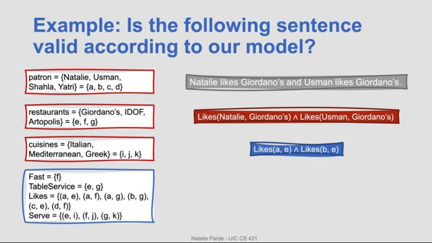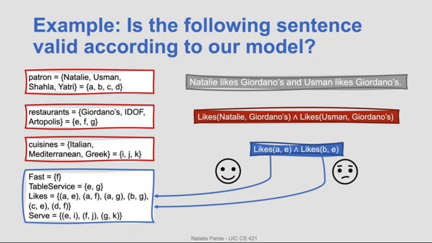Then we'll start checking the truthfulness of the individual statements. We'll start with A likes E. We see that that's included in our list of facts we have about who likes which restaurants, so the value for this predicate is true. Next, we'll check for B likes E. It looks like that predicate isn't included in the list of who likes which restaurant, so its value will be false. This means we'll be taking the AND of a true value and a false value. We know from our truth table that the output of this will be a false value. So the sentence is not valid according to our model.